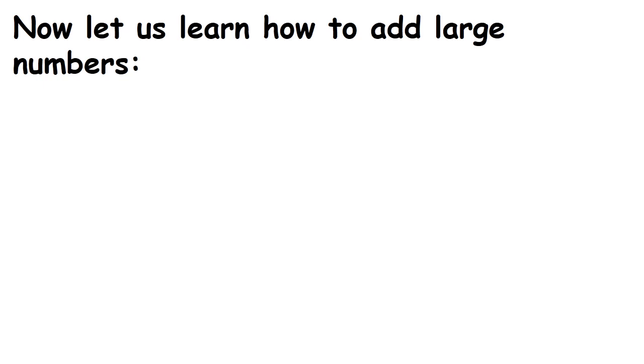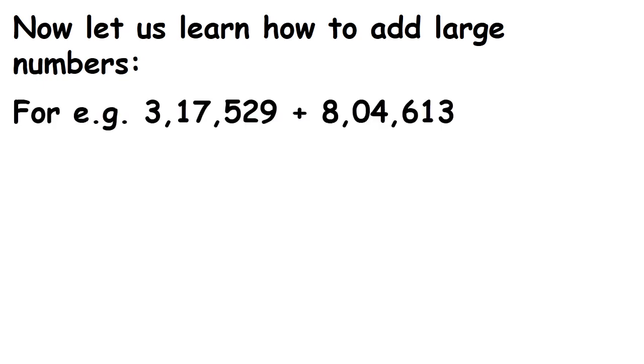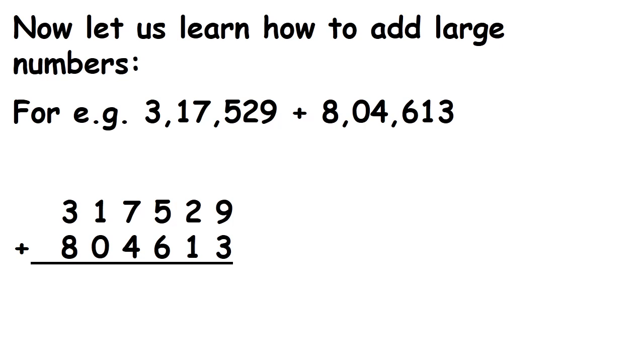Now, let us learn how to add large numbers. For example, let us add the number 3,17,529 with 8,04,613. To add large numbers, we follow the same steps as we do for small numbers, which are: Step number 1. Arrange the numbers as per the place value chart. Step 2. Now add all the digits in each column, starting from the units place till the very end.